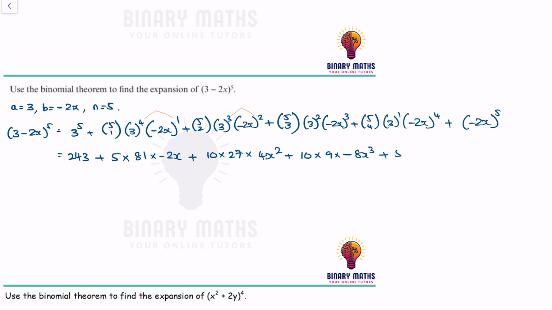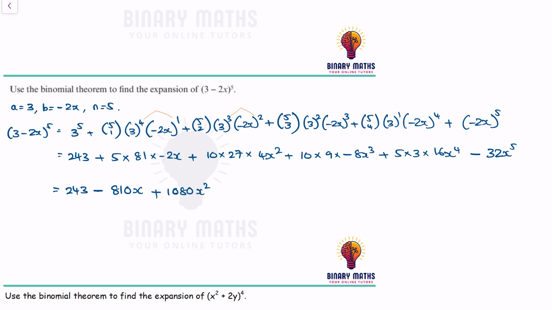Plus 5 choose 4 is 5, times 3 to the power of 1, which is 3, minus 2x to the power of 4 is 16x to the power of 4. And the last one is minus 2x raised to the power of 5 is minus 32x to the power of 5. If I just simplify now, I get 243, take away because it's got minus 2x, so 5 times 81 times 2, which is minus 810x, plus 10 times 27 times 4 gives me 1080, and there's an x squared there, so 1080 x squared.